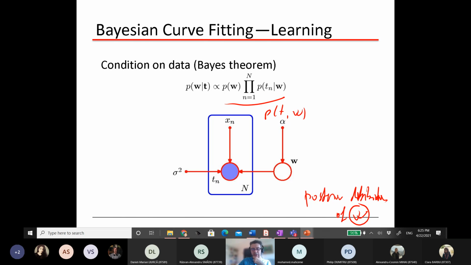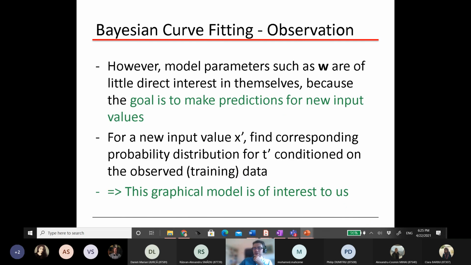Cool. So we can compute the posterior distribution for the weights of the model after we are given a training set. But these parameters of the model are not of real interest for us. The only reason why we compute the parameters of any model, why we do the training, is because afterwards we want to run fit.